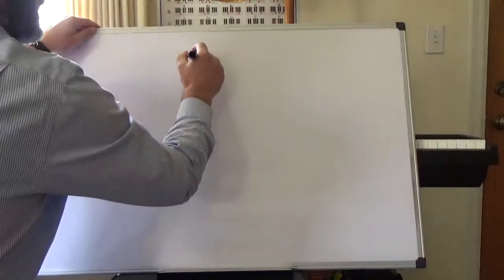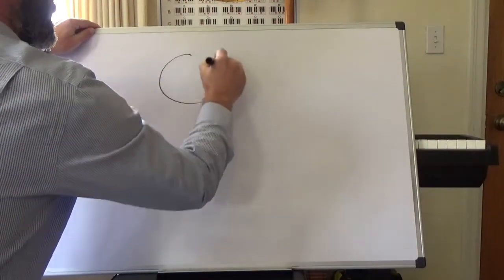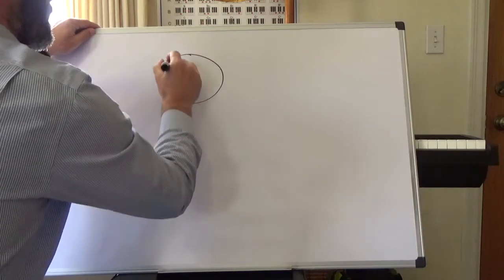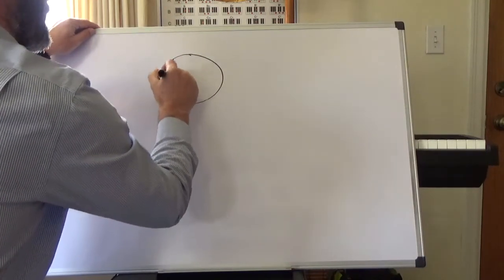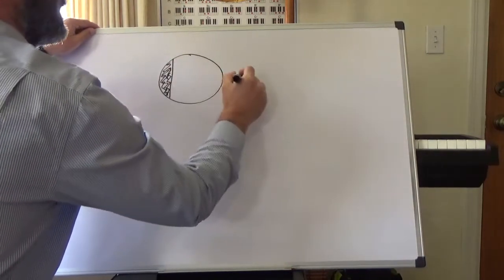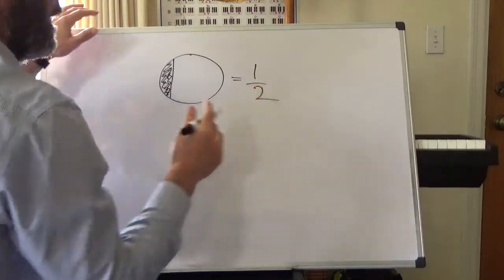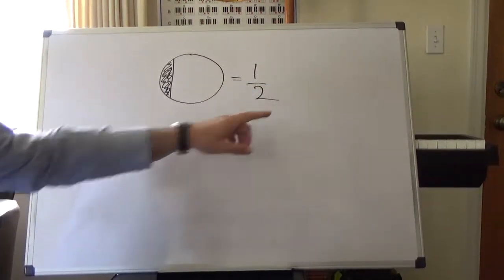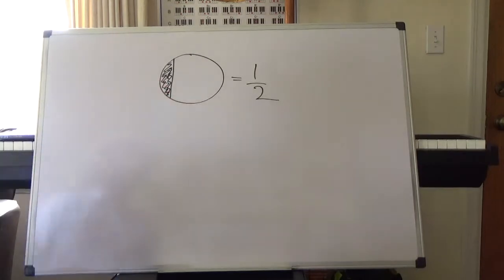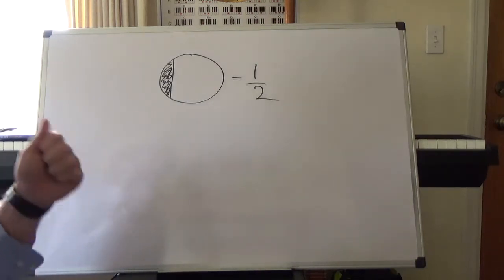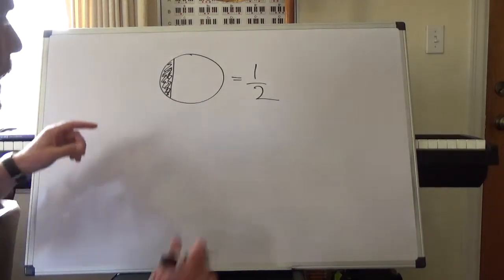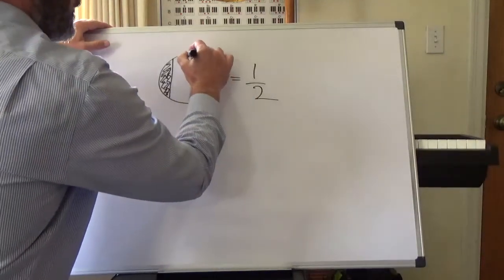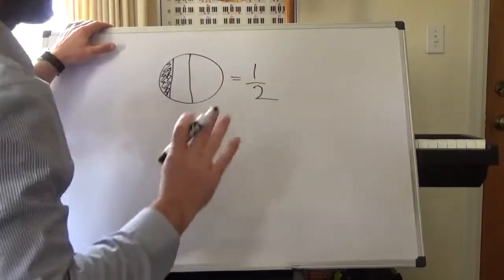Another thing we need to think about is this shaded area of this circle, does that equal 1/2? I know the denominator tells me I need 2 parts. I do have 2 parts. Does that equal 1/2? Is 1/2 of this shape shaded in? No, it's not, because the key term is equal parts. I need 2 equal parts, and 2 equal parts is roughly there.